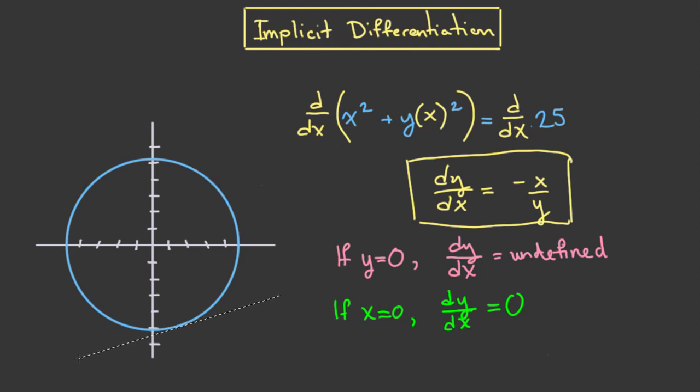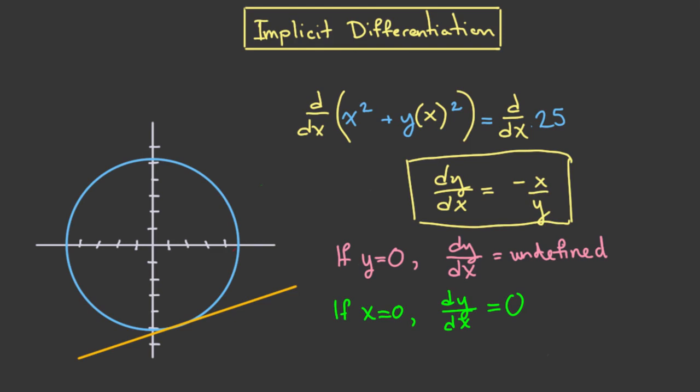Let's just check one more quadrant. Let's look at the fourth quadrant down here. Then the slope of any tangent line to the circle in the fourth quadrant is going to be positive. And then if we look at our formula, since x is going to be positive, but y is going to be negative, something positive over something negative is going to be positive.